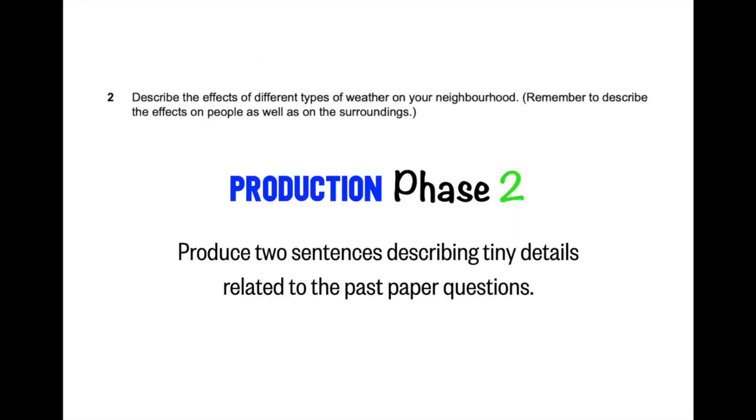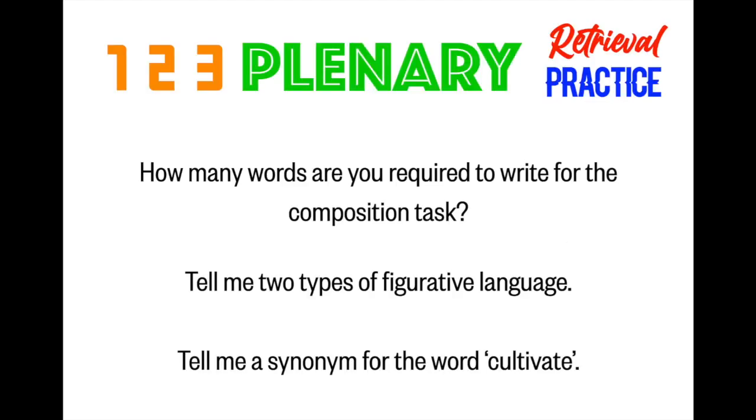Let's move on to production phase 2. Your task is to use that strategy. Okay, I want you to produce 2 sentences describing tiny details related to the past paper question. If you're going to describe your village when it's snowing, for example, think of the smallest details, and that will help you to produce a really good piece of descriptive writing. Make sure you produce 2 sentences. Please pause the video and do that now. In 3, 2, 1. Okay, all that's left is the plenary.